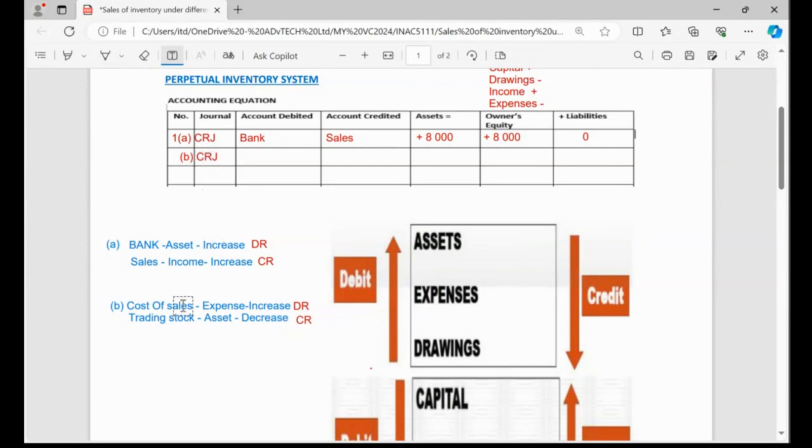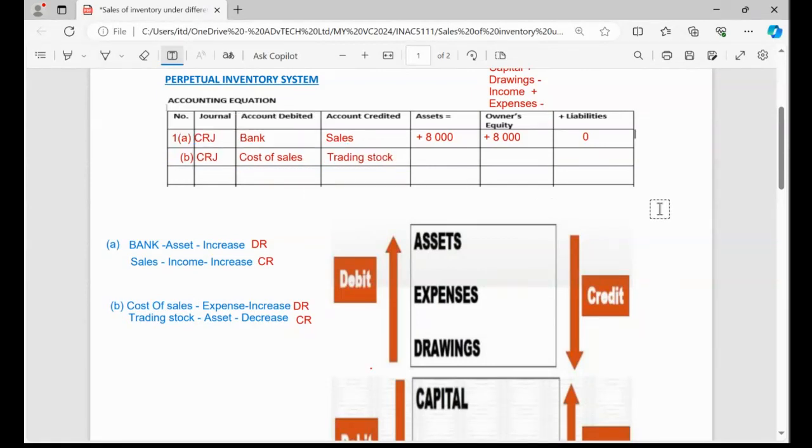So it means now the account debited, as you can see, will be cost of sales, and the account credited will be what? Will be the trading stock. So I'm going to come here and put cost of sales. Do you see now? And then the account credited, like we said, is going to be trading stock. And then I'm just going to come here and put trading stock. Can you see now? Easy, easy.